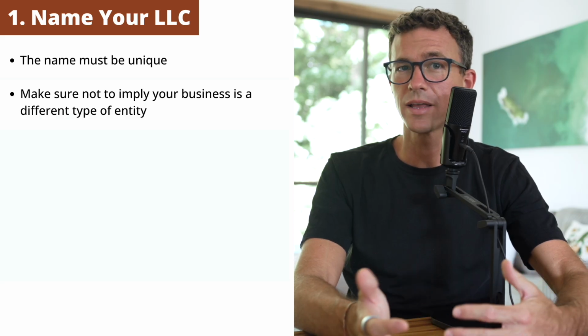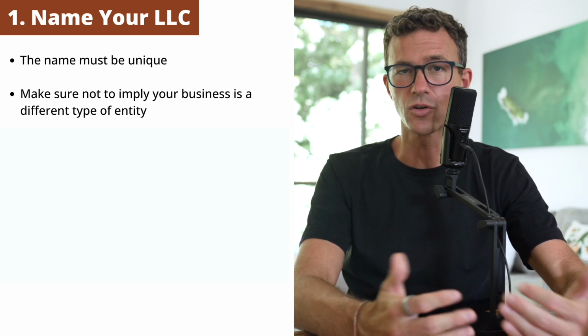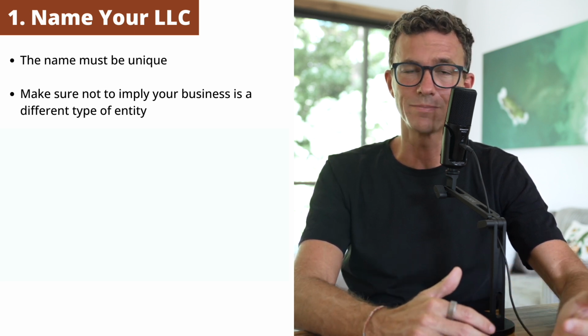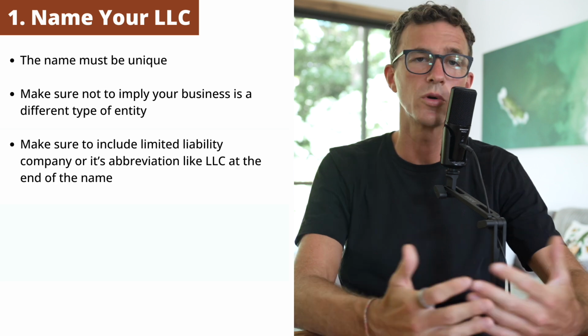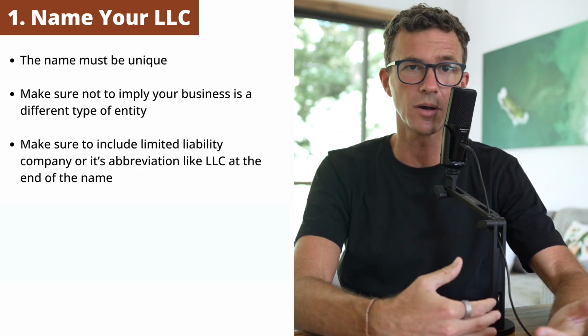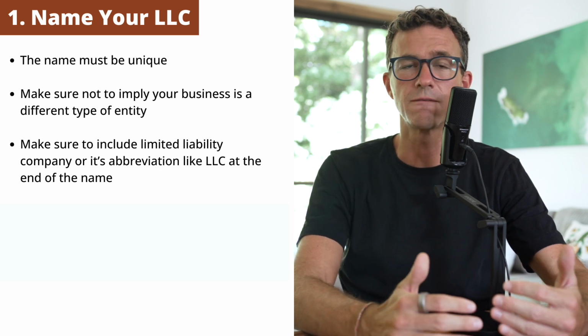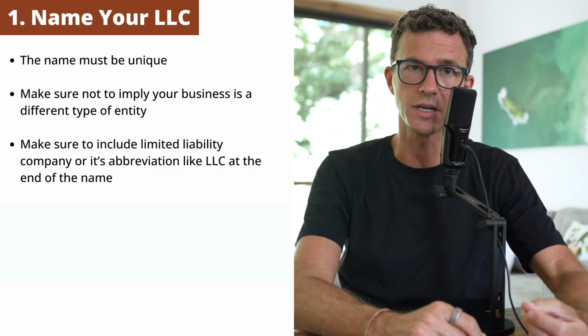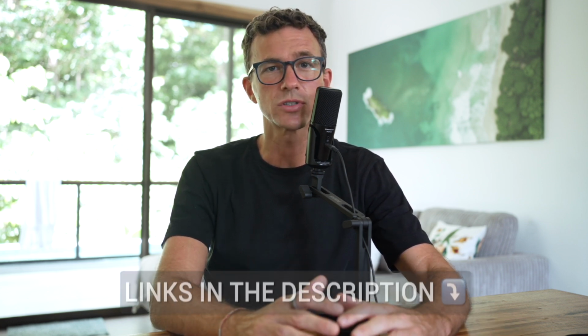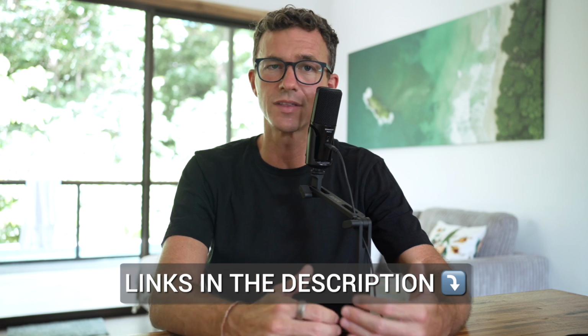Make sure not to imply the business is a different type of entity like a corporation or limited partnership. It's a limited liability company. When filing with the state, include limited liability company or an abbreviation like LLC at the end of the name. You can see a full list of naming requirements on this page. You'll find links to the name search tool, the naming requirements, and resources for everything we talk about in this video in the description below.